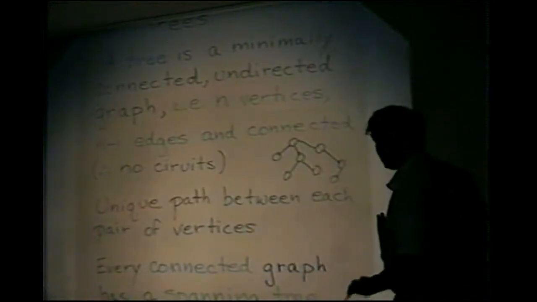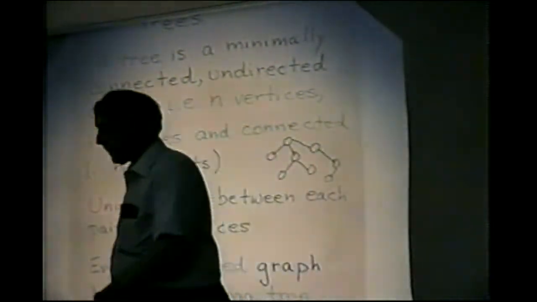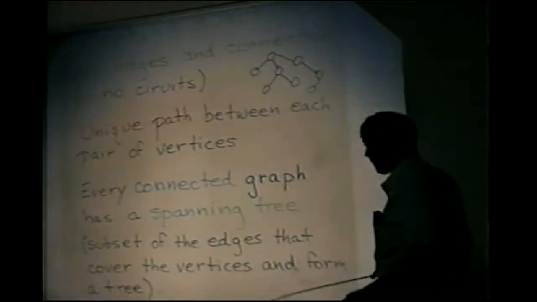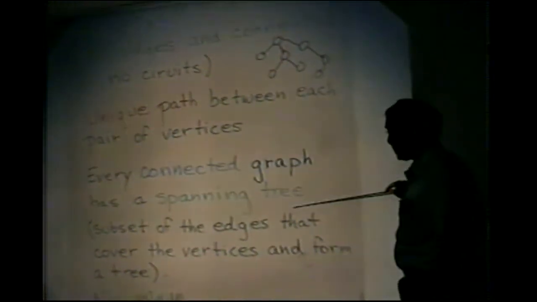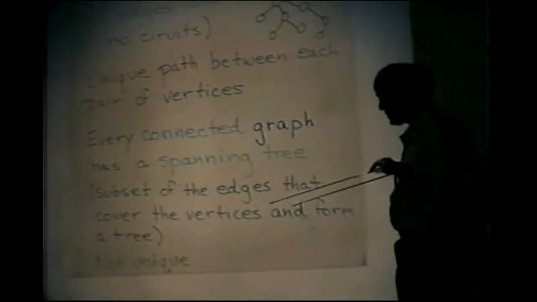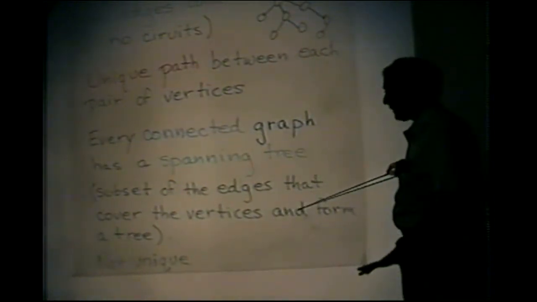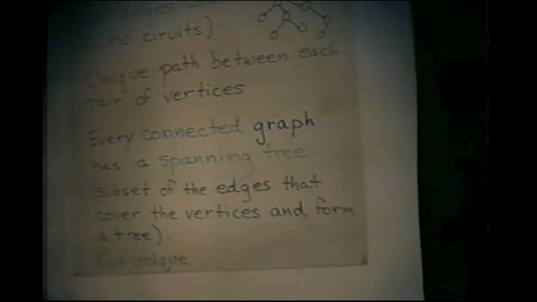A tree is nothing other than a minimally connected undirected graph. Okay, so a tree looks like this. And two very important properties of trees are the following. First of all, if I pick any two vertices in a tree, then there's a unique path joining them, a unique shortest path. And secondly, trees play an important role in the analysis of all connected graphs, because any connected graph has a spanning tree. And a spanning tree is nothing other than a subset of the edges that cover all the vertices and form a tree. It's sort of a skeleton of the graph.